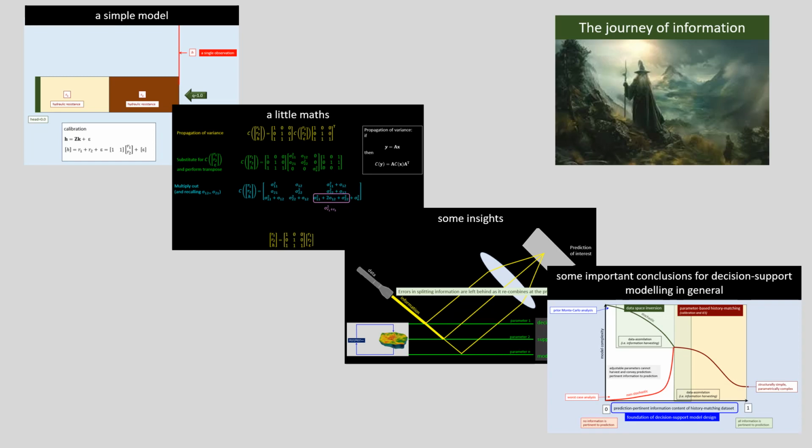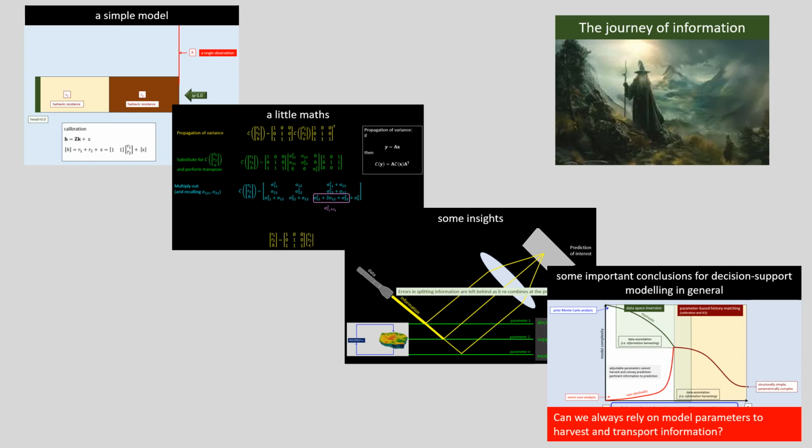Once we've got those insights, we then draw some conclusions that I think are of fundamental importance to decision support modeling in general. In particular, we'll focus on whether the traditional way of harvesting information through adjusting model parameters is always the best way to harvest and deliver information. I'll suggest to you that it's not always the best way and that there are some instances where there are better ways to do this.